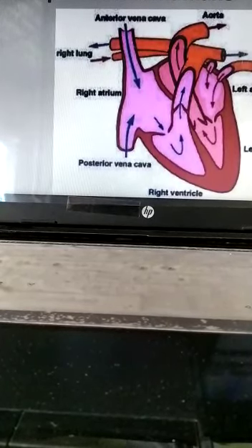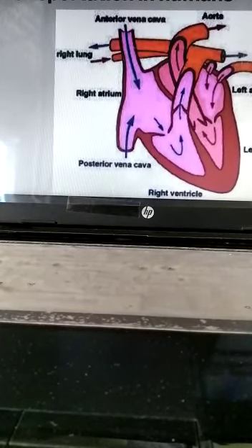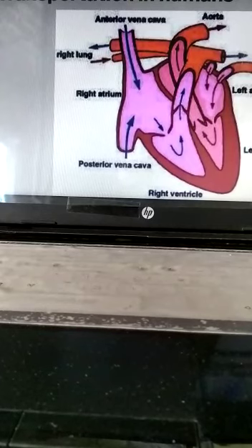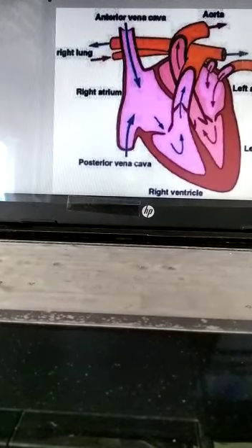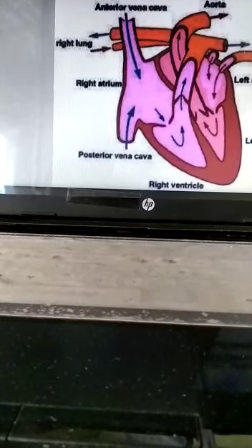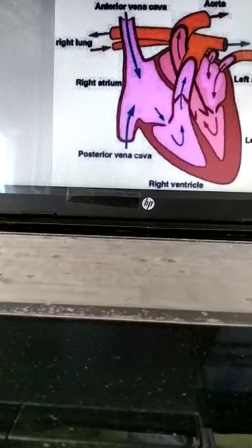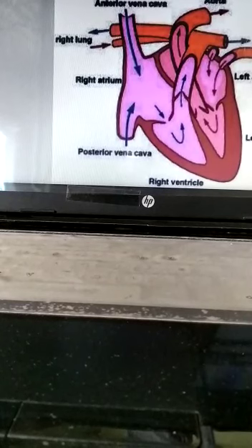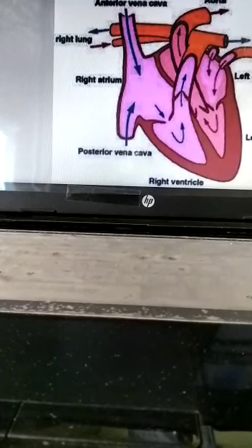The normal blood pressure values are systolic pressure 120 mm of mercury. Diastolic pressure is 80 mm of mercury. This is usually written as 120 upon 80.